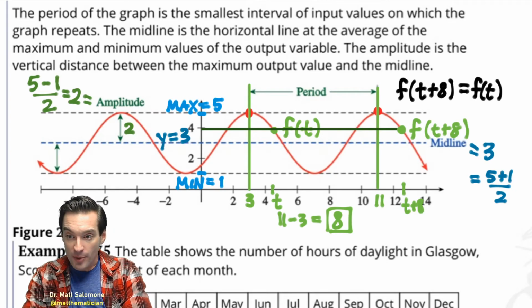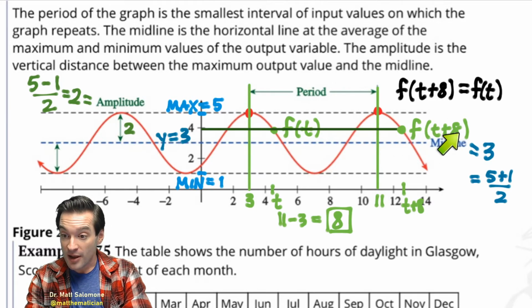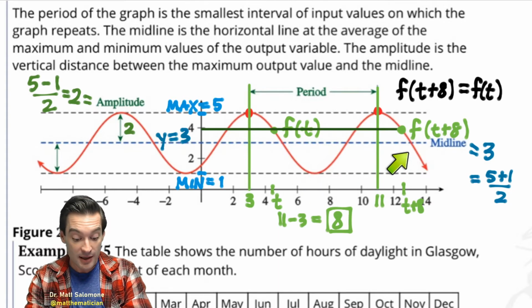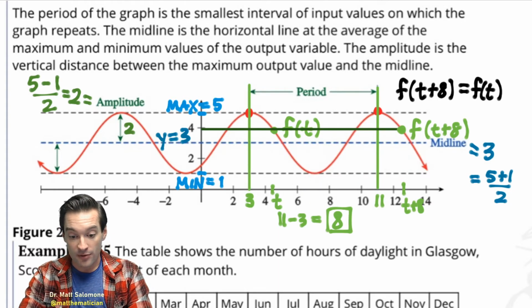So those are probably the three most important pieces of data about any periodic function. And the most important one of those three, I think, is the period. How long does it take for this function to repeat itself every time? And in the example of this graph, it takes exactly 8 units for this graph to repeat itself.